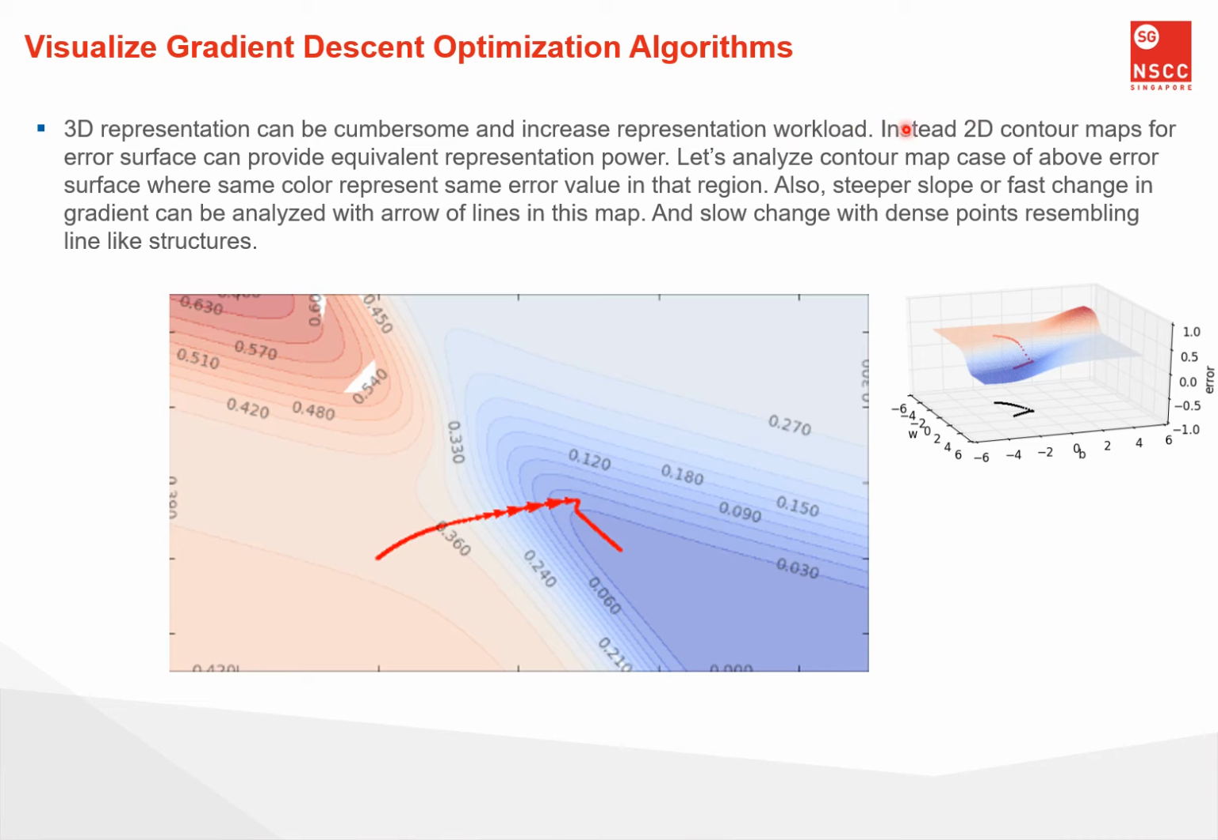So you can see here we use 2D contour maps for the error surface to give you the equivalent picture. If we analyze this, the steep slope, the fast change, will be here, and we can see the arrows where it's moving quickly, and then once it reaches the bottom it slows down.